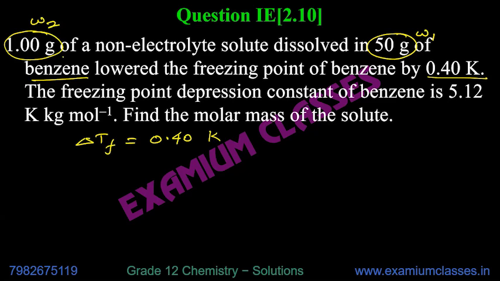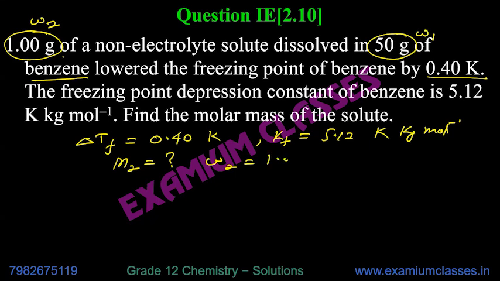The freezing point depression constant of benzene, Kf, is given as 5.12 Kelvin kg per mole. Find the molar mass of the solute. W2 is given as 1 gram, W1 is given as 50. You just need to substitute the values.